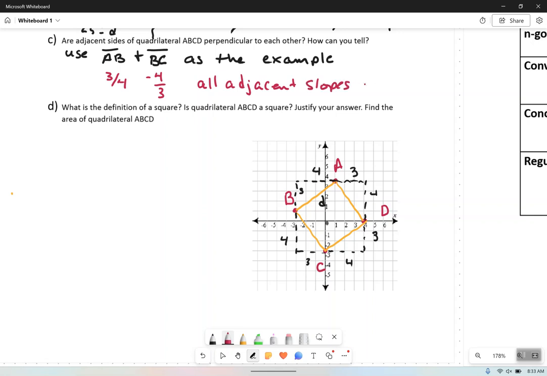All adjacent slopes are, what's the phrase again, John? Opposite reciprocals. Guys, what's the word perpendicular even mean? Makes an angle of how many degrees?